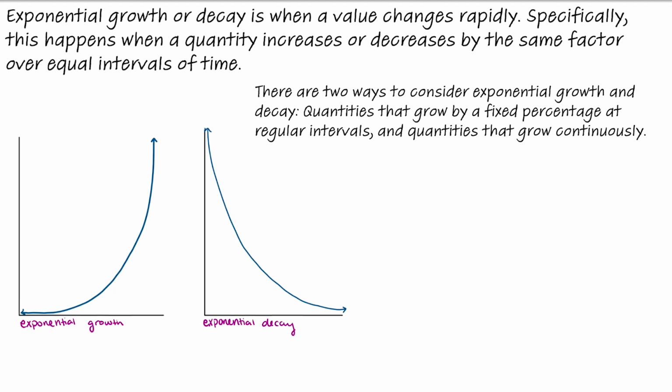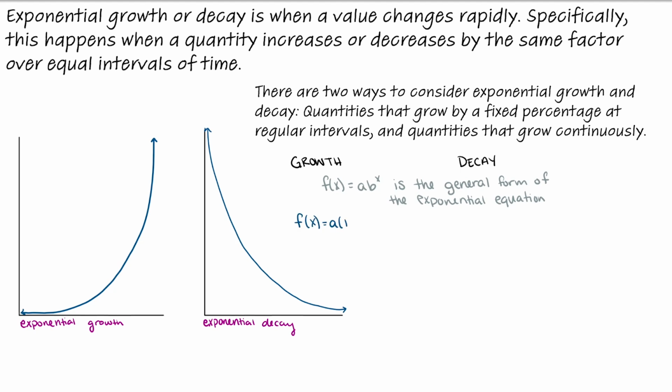So for our fixed growth or continuous growth, we have a few different formulas that we use. Firstly, our general form of the exponential equation is f(x) = ab^x. So when we're looking at our growth and decay functions, the formula for fixed exponential growth and decay is f(x) = a(1 ± r)^t. A is our initial value, r is our rate of growth, and t is time. Whenever we are growing by a fixed percentage at regular intervals, we will use this formula to determine what that exponential growth or decay is.